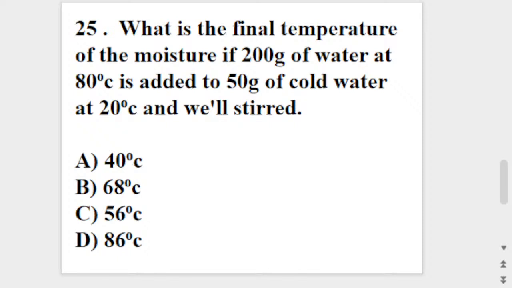Look at this. We have 2 types of water here, don't we? We have water at 80 degrees Celsius. That's hot water. And then we have cold water at 20 degrees Celsius. And the two of them are now set together. And we're now asked to calculate the temperature of the mixture. What do you think? The temperature of the mixture is going to be higher than that of the cold water, but it's going to be lesser than that of the hot water.